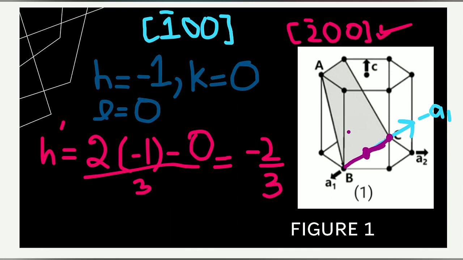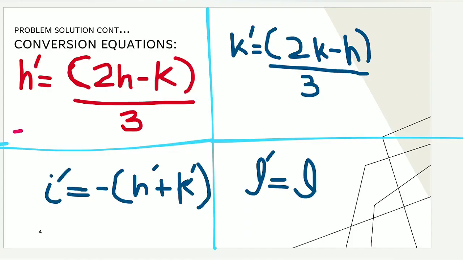But we can see here that it involves a fraction, and that fraction needs to be removed at the end. So first of all we have to calculate these values, and after that we will multiply with suitable digits so that the fraction gets removed. This is the first value. H prime so far for this direction is minus 2 by 3.